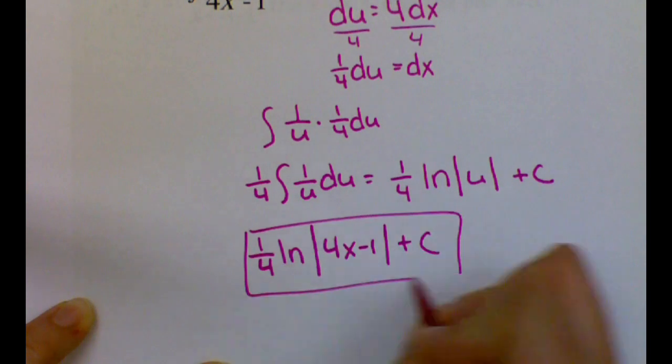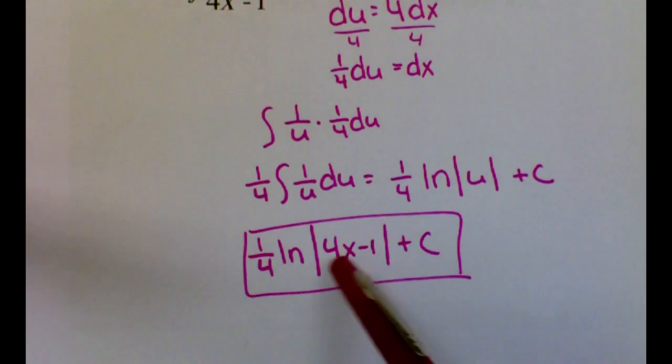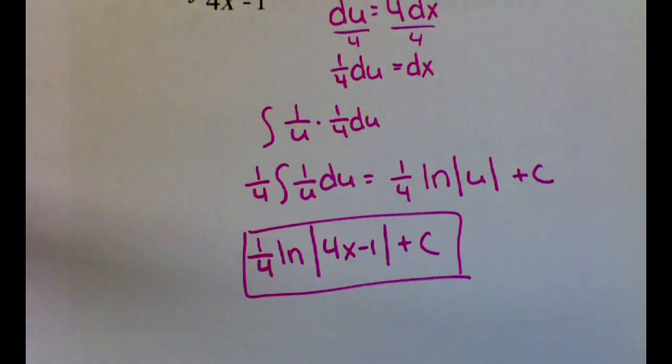Now why the absolute value? Remember that you can't take a natural log of a negative number. So if this derivative existed, this had to have been a positive number. Therefore, we know it's an absolute value.